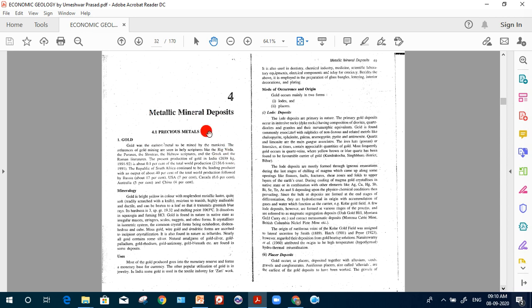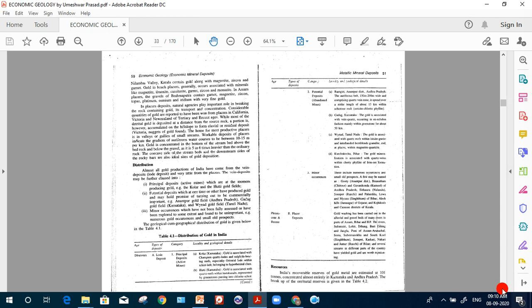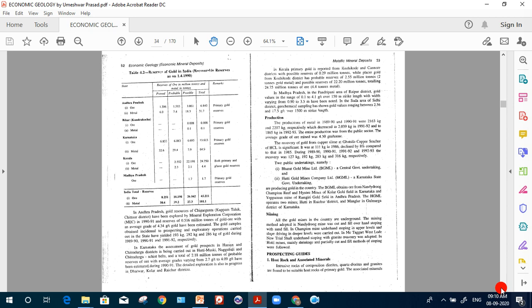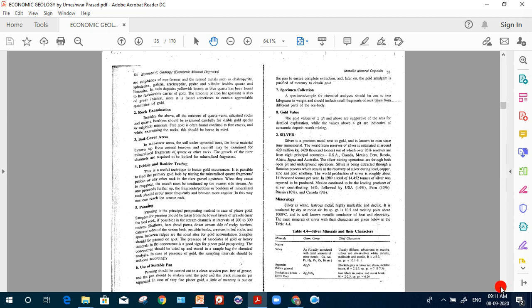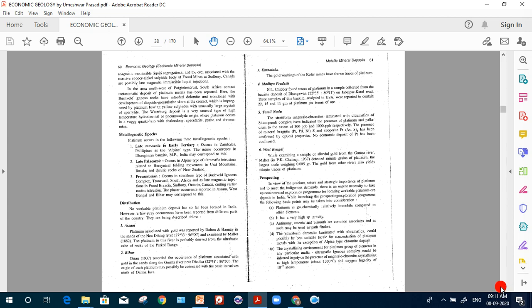Okay, after this you will see metallic mineral deposits. So gold is discussed in detail, how it occurs and how it is found. So you have this in the next units, where you have to write in detail about what gold is and how it occurs. So we will use various details from these chapters only. Okay, so go through this book. This is a good book.